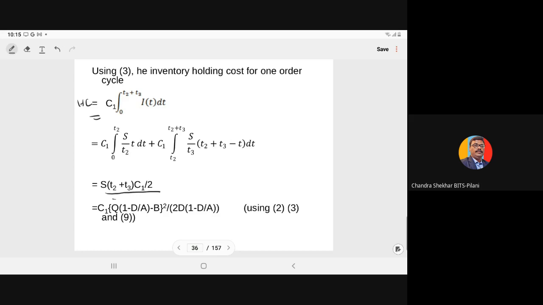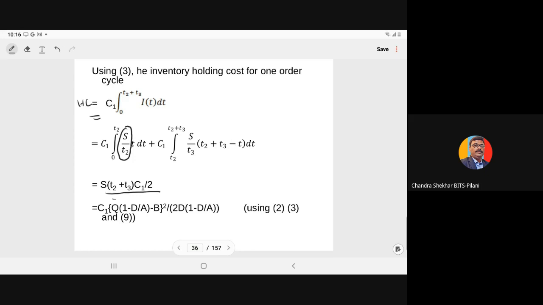In the period of T2, you are able to generate S items. So the rate of generation will become S upon T2. And in the period t, how many items you can stock? That will become S upon T2 into t, which gives you the inventory level. So integral 0 to T2 of S upon T2 into t dt plus C1 integral T2 to T2 plus T3.